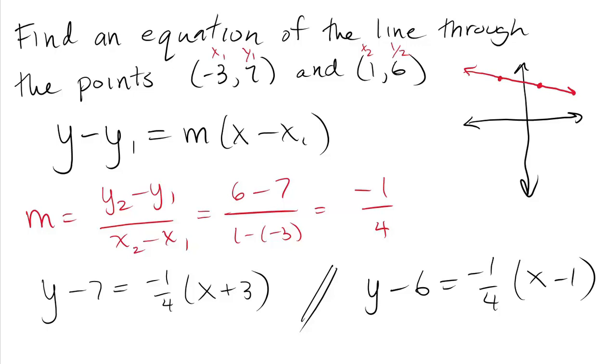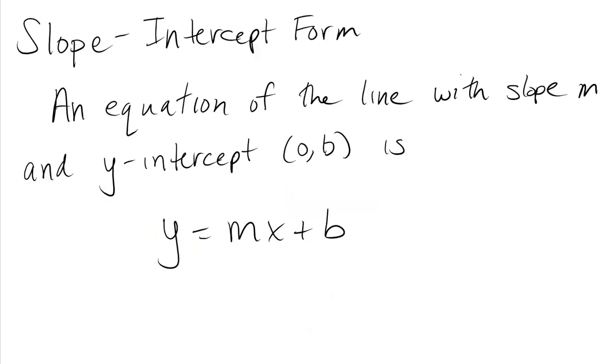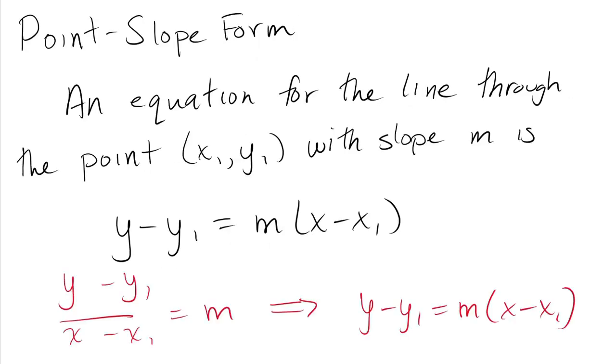There's another way that we could rewrite these to show that they're the same, and that's to solve them both for y. And when you have the equation written in the form y equals the slope times x plus a number, we call that the slope-intercept form, and that's another form of the equation. An equation of the line with slope m and y-intercept 0, b is y equals mx plus b. And it's a nice clean form. It doesn't look as ugly as the point-slope form does.